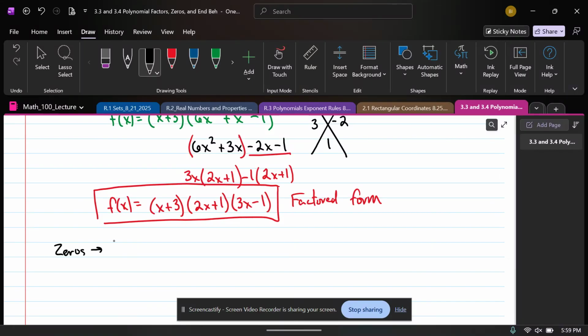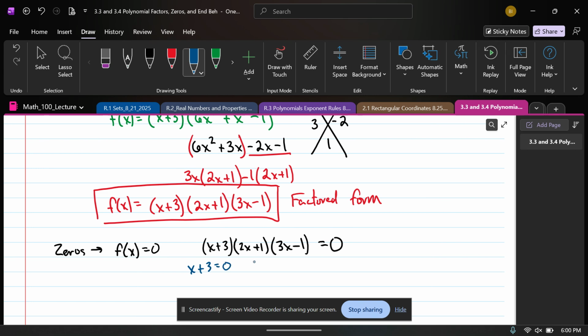So the zeros, we're going to set f of x equal to 0. So we got x plus 3 times 2x plus 1 times 3x minus 1. We're setting that all equal to 0. And if we've got it factored, all you got to do is set each factor equal to 0 and solve it.